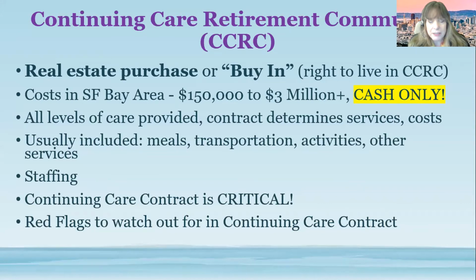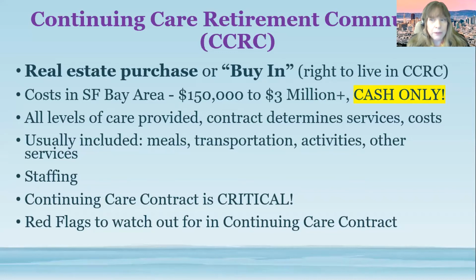There are certain communities where you can do a real estate purchase. Rancho San Antonio, the Forum, is one of those places. The Stratford in San Mateo is another place. Those are real estate purchases where you fill out the same forms to buy the condo, but it's a real estate purchase plus the continuing care contract. And I'll talk about that in a second. But the cost for buying in or purchasing, I have seen as low as $150,000 up to over $3 million. And the thing you want to know is it's cash only. You cannot get a mortgage to move into any of these communities.